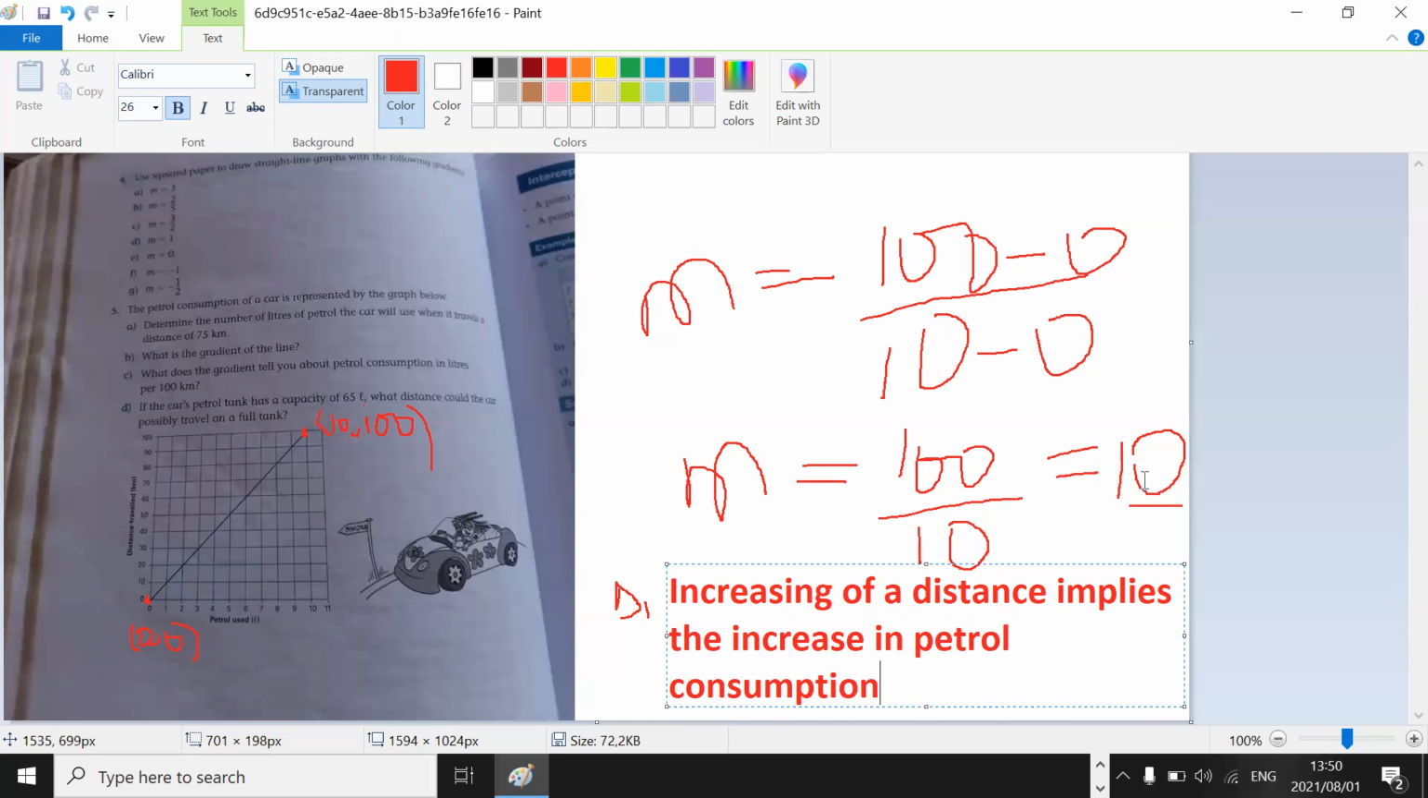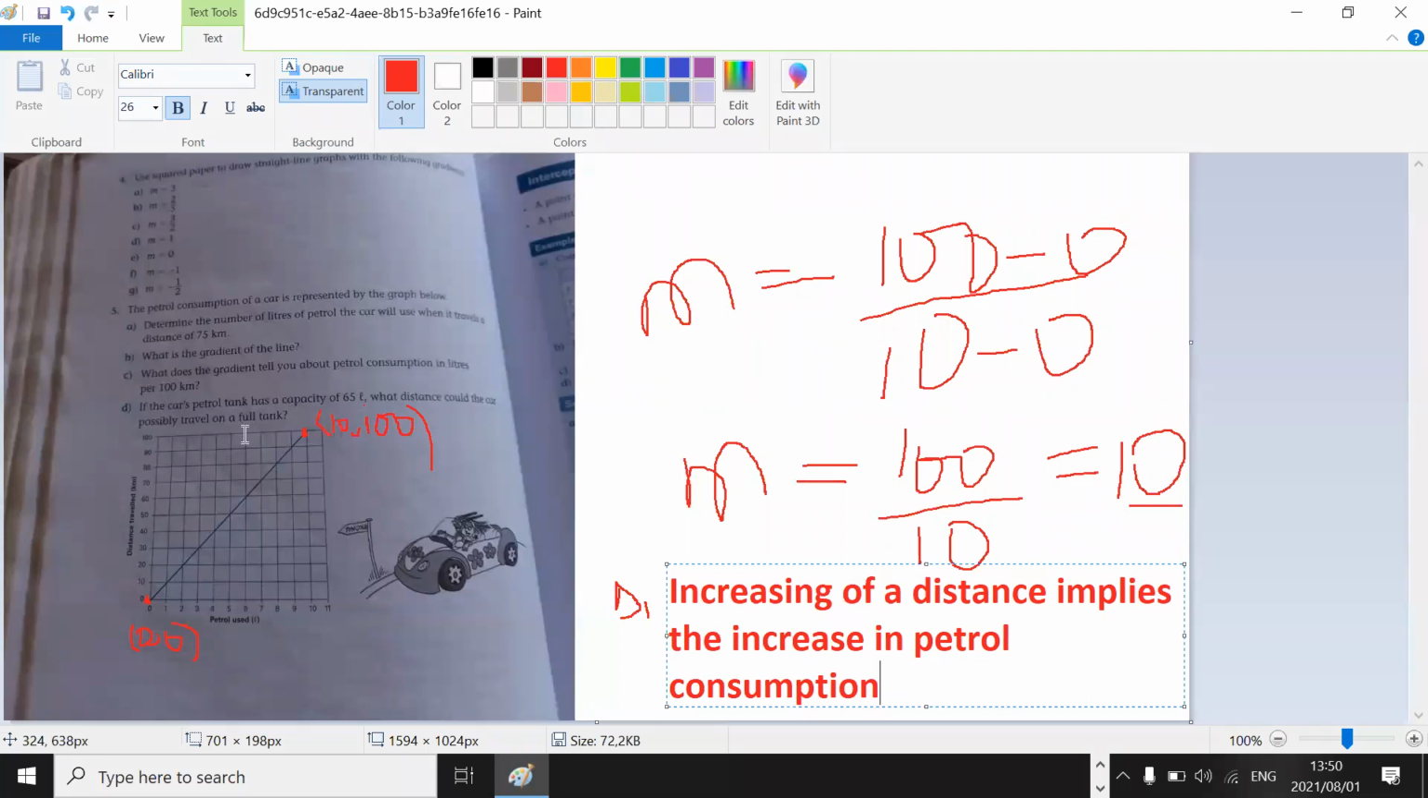Yes. So I wish we had another question where we had a negative gradient. If we had a negative gradient, it would say the decrease in distance implies the decrease in petrol consumption, something like that. But that's what we interpret with the gradient: if it is positive, it means the increase in distance implies the increase in petrol consumption.